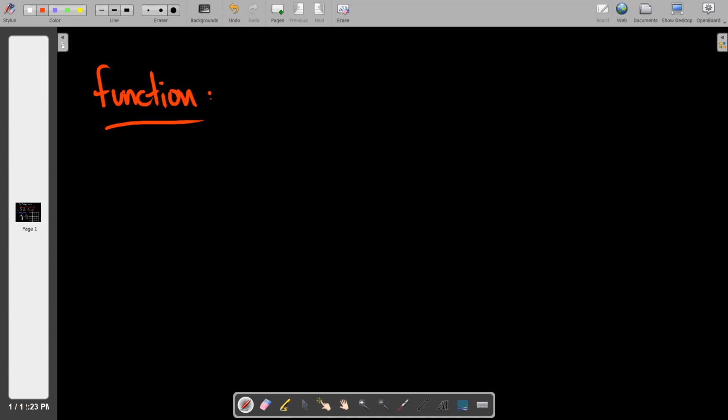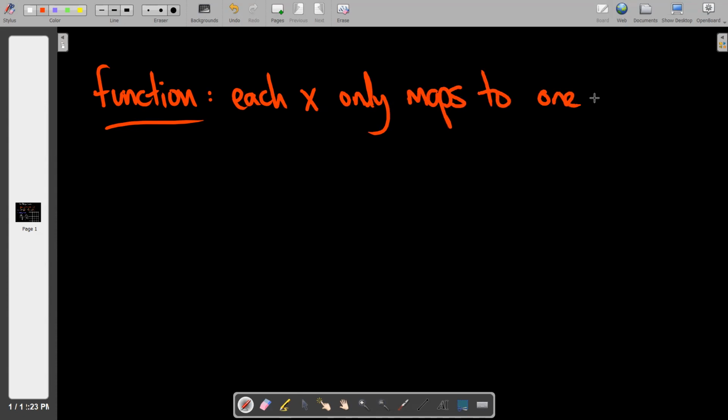And this becomes everything. Now, this is our everything for the next few weeks of our school year together: what is a function? A function is a relation. Ready for this? Where each x only maps to one y. And if you wanted to make this more official, you could say where each input only maps to one output.